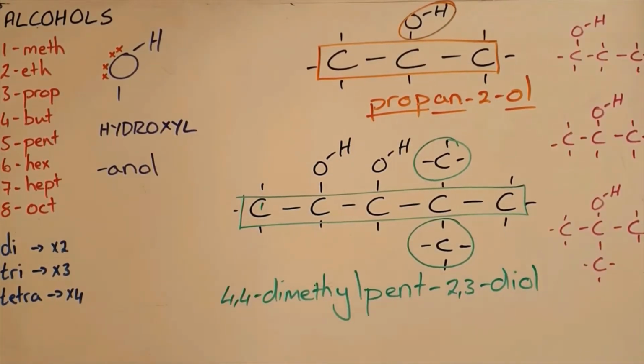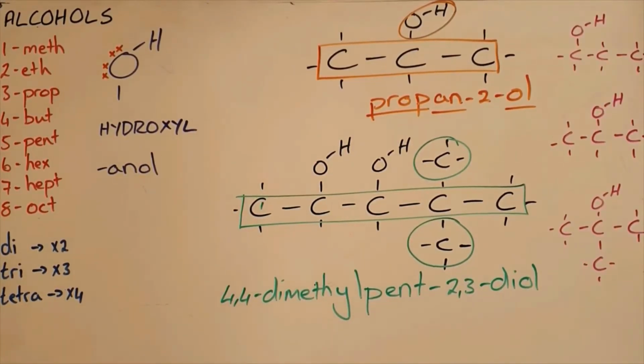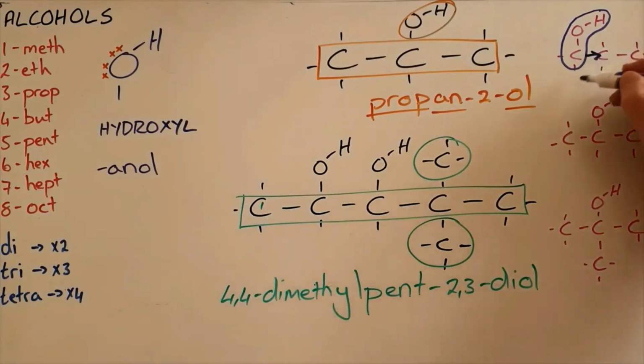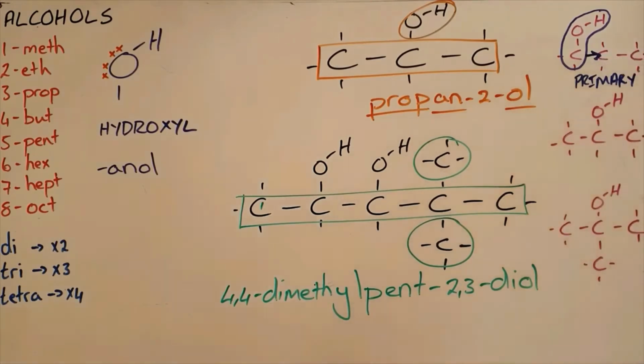Another important concept to understand in alcohols is that of primary, secondary, and tertiary alcohols. And we can illustrate that here by seeing that the carbon to which the hydroxyl group is bonded in this molecule here is in turn only attached to one other carbon, and as a result we call it a primary alcohol. So because the carbon to which the hydroxyl group is attached is only attached to one other carbon, we call it a primary alcohol.